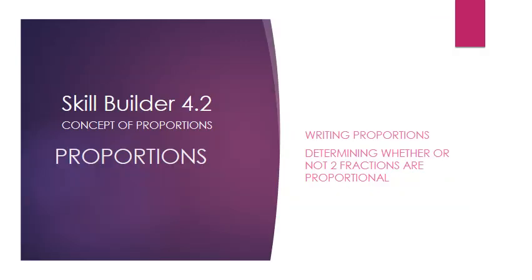We'll start out with Skill Builder 4.2, which is the concept of proportions. On the top of the page, it has determining whether or not 2 fractions are proportional. To determine that, you can see the equality test for fractions. Go ahead and take a look at that and read it over for a few seconds, and we're going to move on to the next slide now.